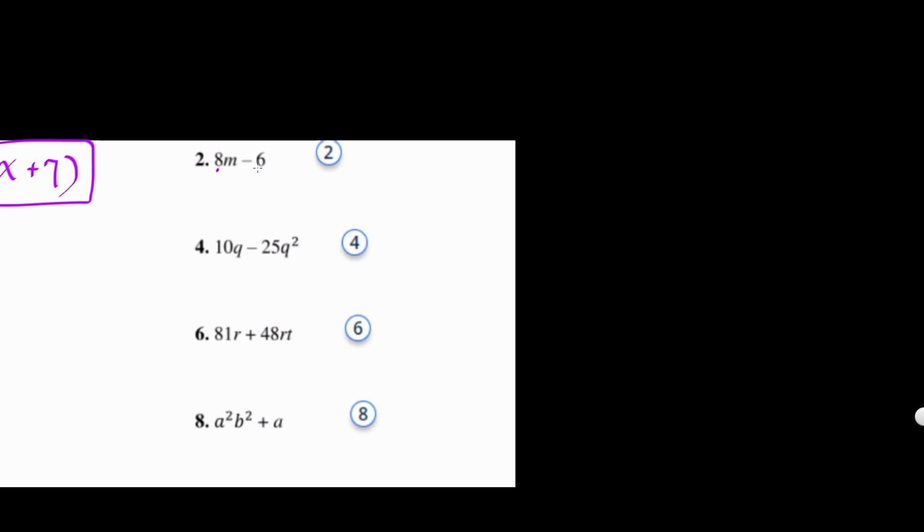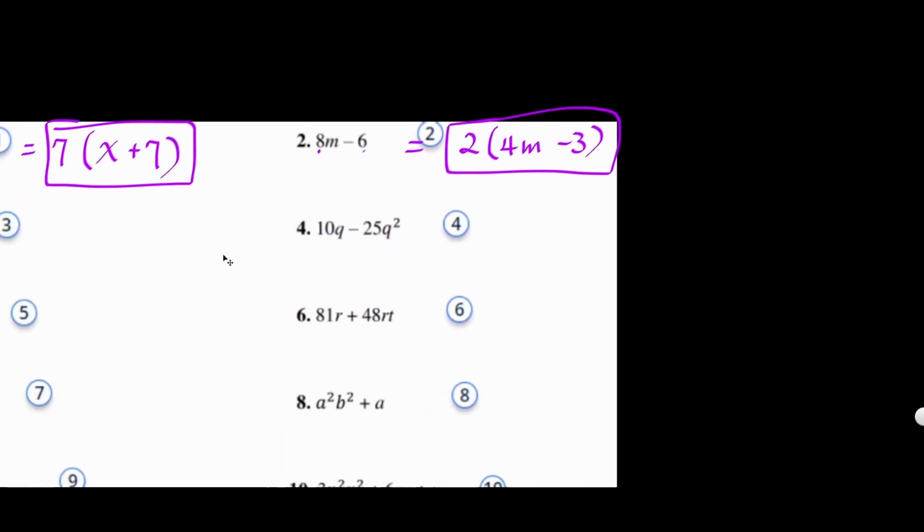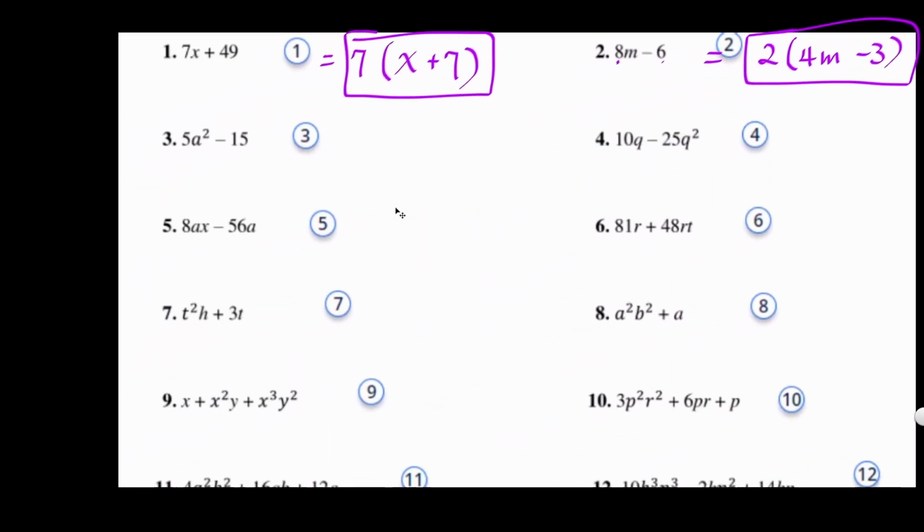So in 8 and 6, there's a common factor of 2. So you could factor 2 out. 2 times what gives you 8m? It's 4m. Minus 2 times what gives you 6? 3. So that's how you factor it. It's 2 times 4m minus 3 will get you that. Okay, so they're equal to each other. It's like distribution backwards. Okay, let's do number 3 here.